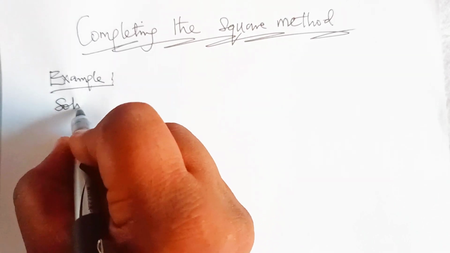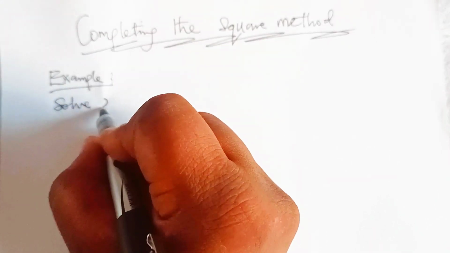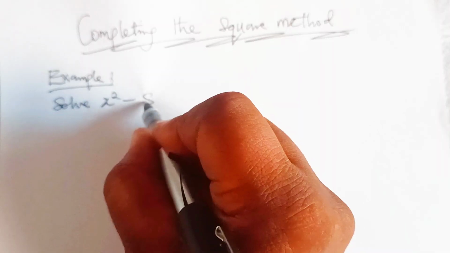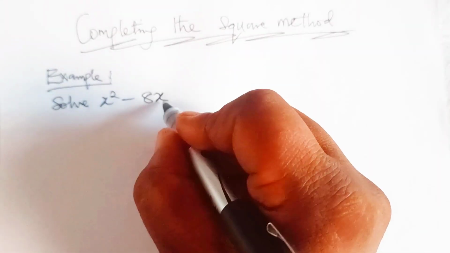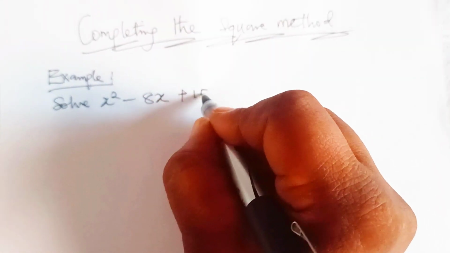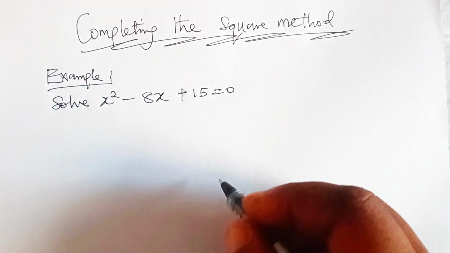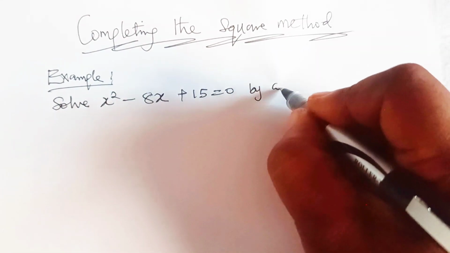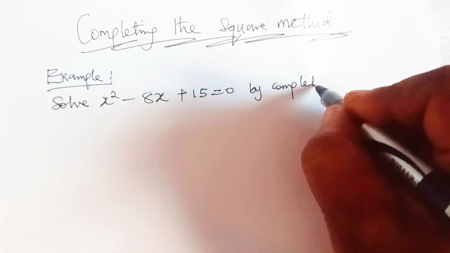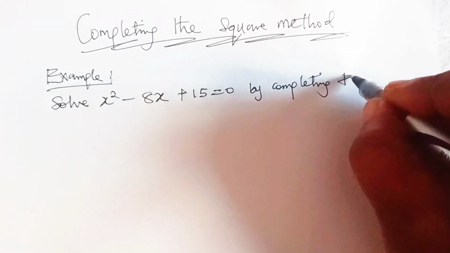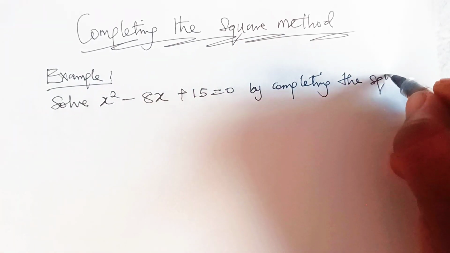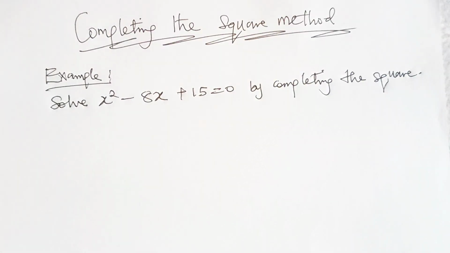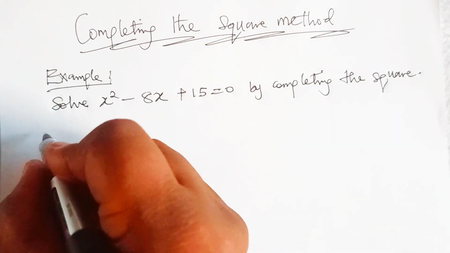Example: solve x squared minus 8x plus 15 equal to 0 by completing the square. Solution.